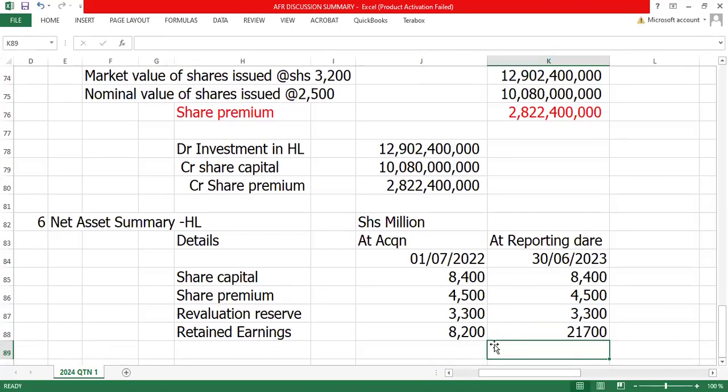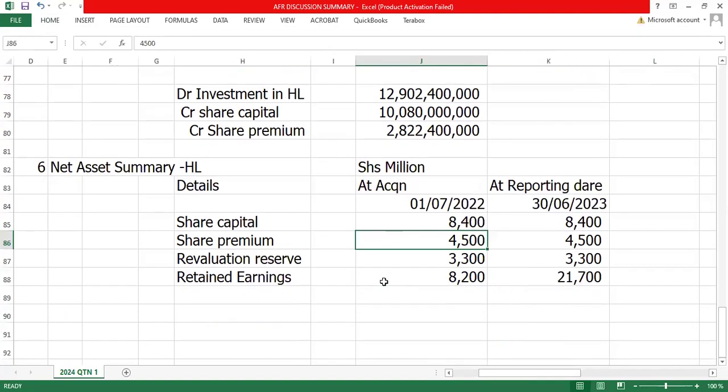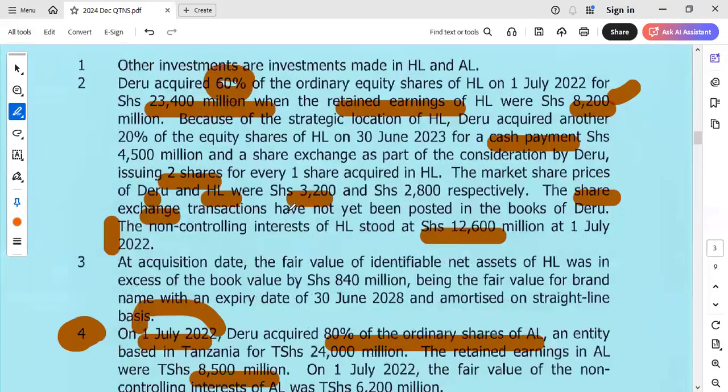1,700. That is the figure at reporting date. Okay. So we don't have... Do we have? Let's see. Let's read and see whether we have the fair value adjustment. They are telling us. Are you seeing this paragraph?